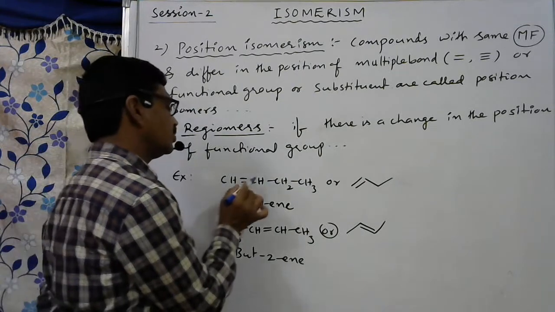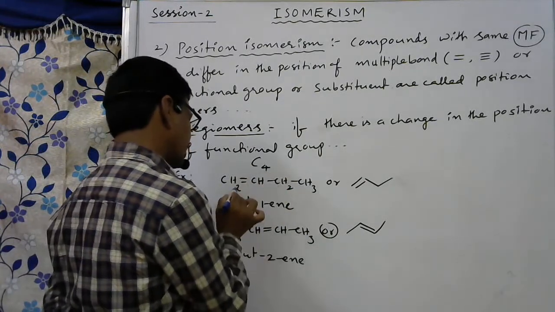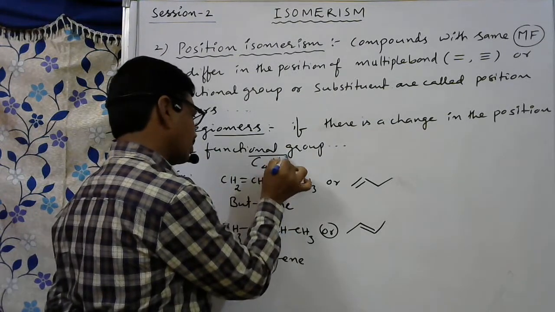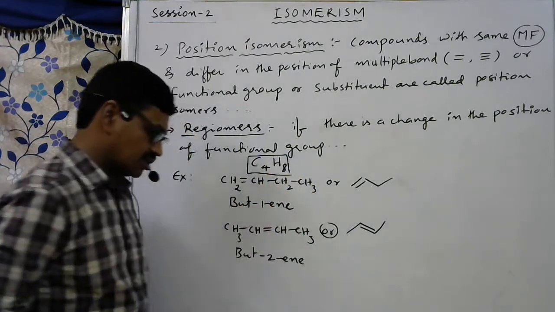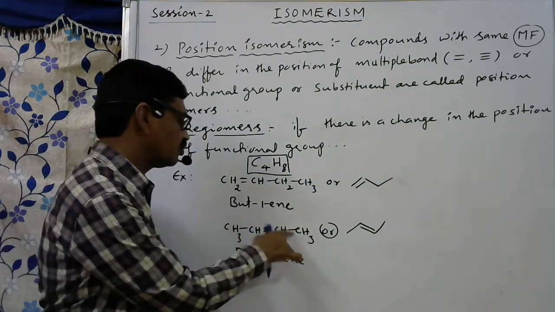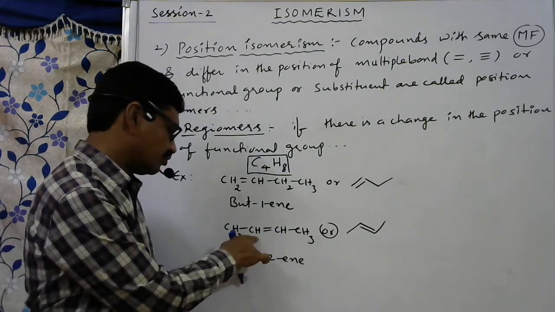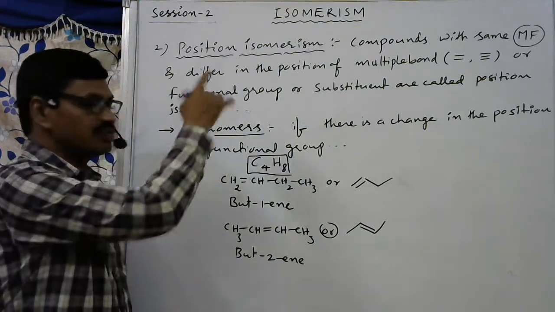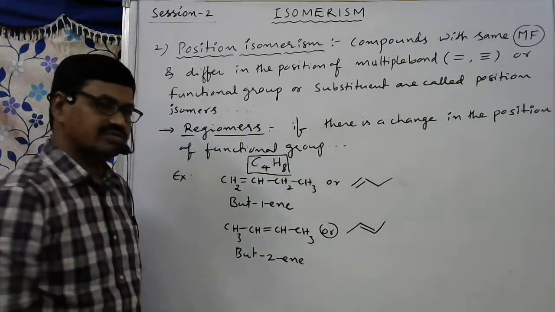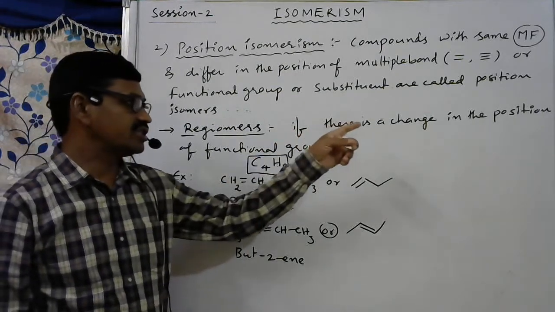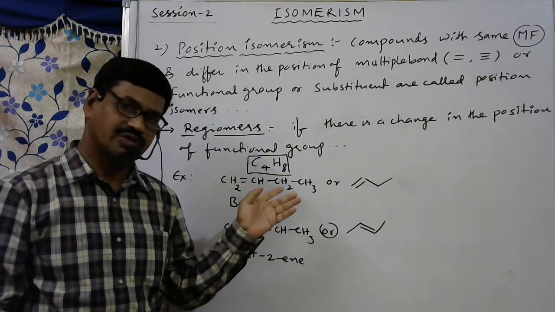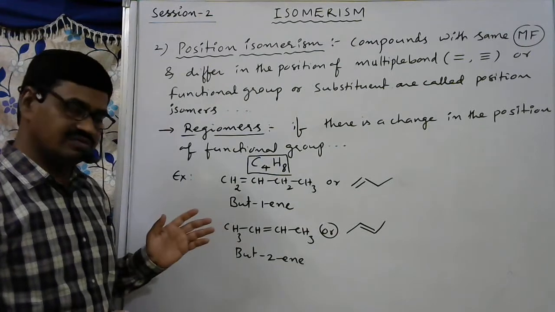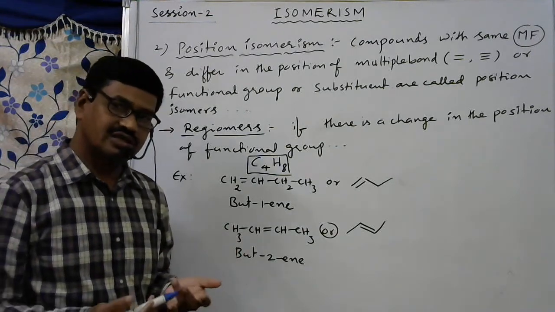For both examples, you get the same molecular formula. How many carbons? 1, 2, 3, 4, so C4. Hydrogens: 2 plus 1 is 3, plus 2 is 5, plus 3 is 8. So H8. For both compounds the molecular formula is the same. Here also 4 carbons are there, and 3 plus 1, 4 plus 1, 5 plus 3, 8 hydrogens. So these are called position isomers, or regioisomers, because there is a change in the position of the functional group, that is the double bond. Multiple bond means double bond, and a triple bond also comes in this, or any functional group like OH.